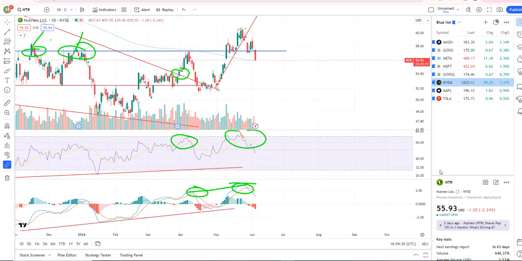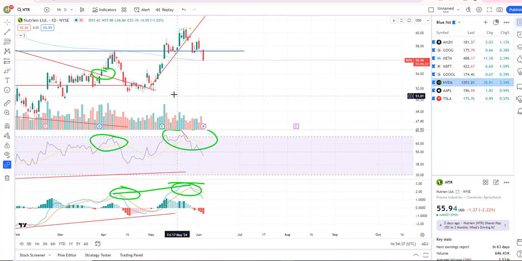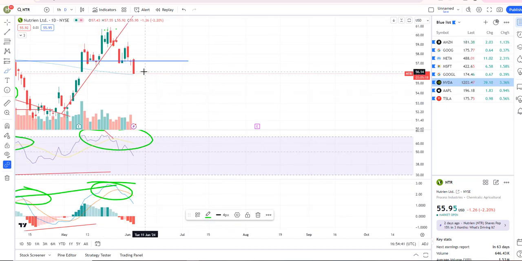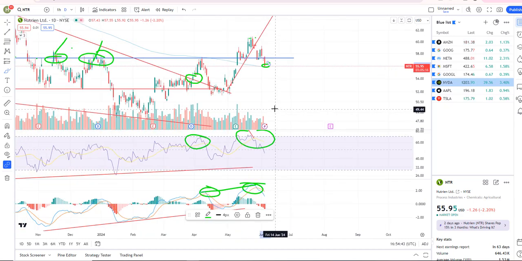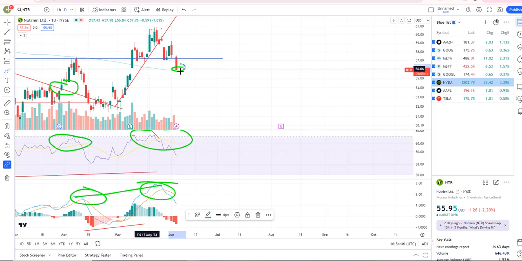And we'll wrap up with NTR. So this is an agricultural kind of play. NTR, just as wheat's pulled back to some decent support, NTR is now pulling back to the 200-day moving average right here. So I think it's objective to go long right here at the 200. Buyers should be stepping in.